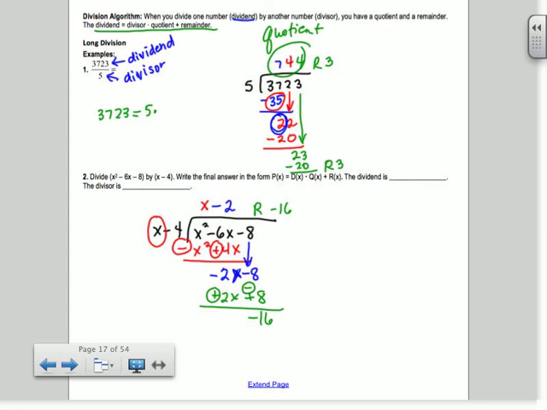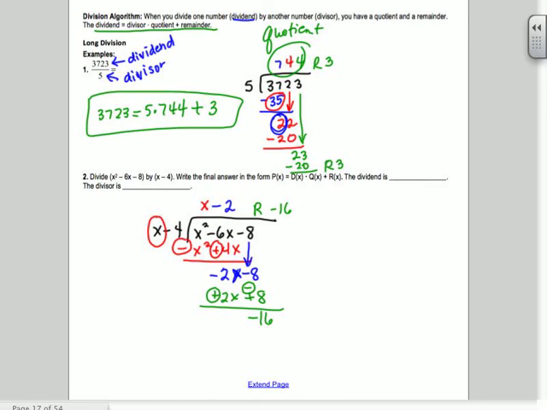So 744. And then plus the remainder, so plus 3. And you can check. If you do 5 times 744, you get 3720. So when you add on the 3, you get 3723. So it works. That's the division algorithm. So basically on these problems, you can always check because you can plug into the division algorithm.